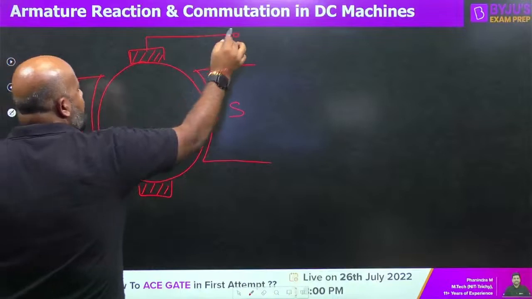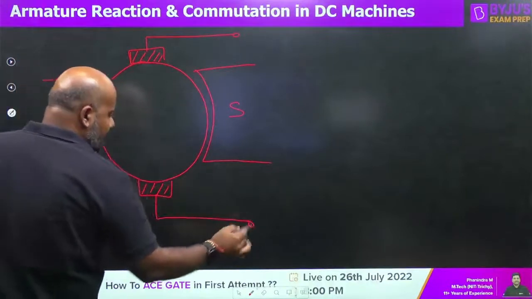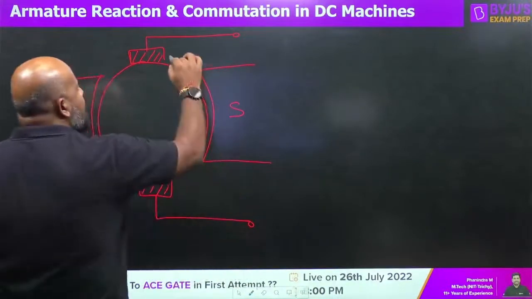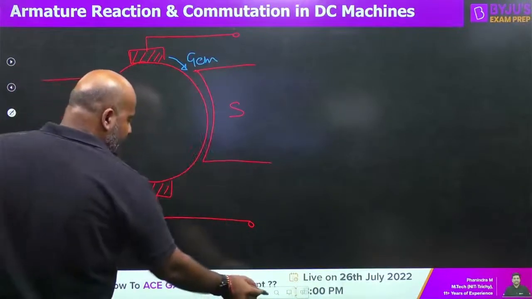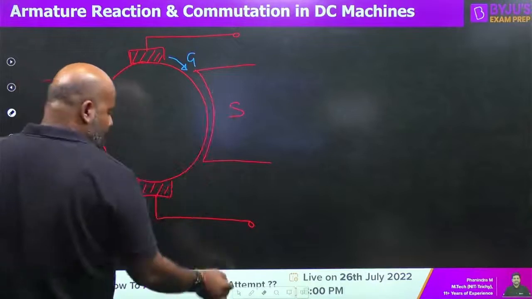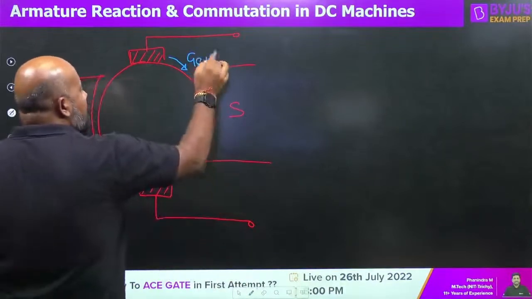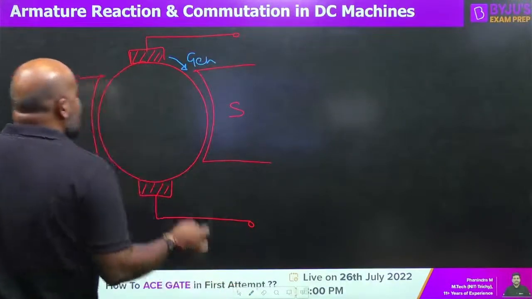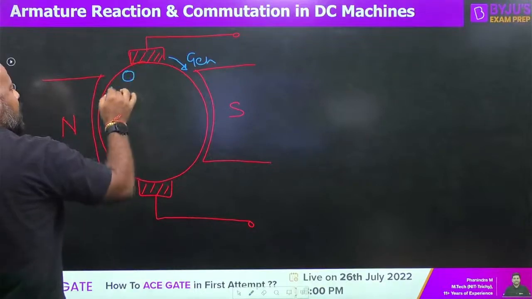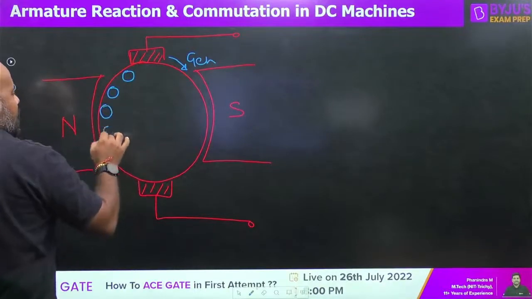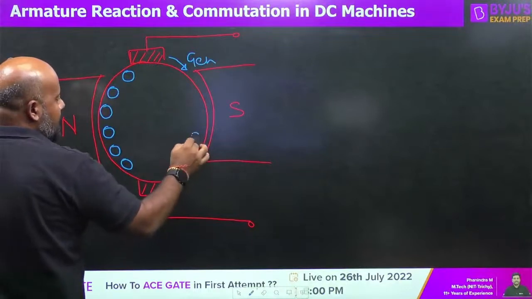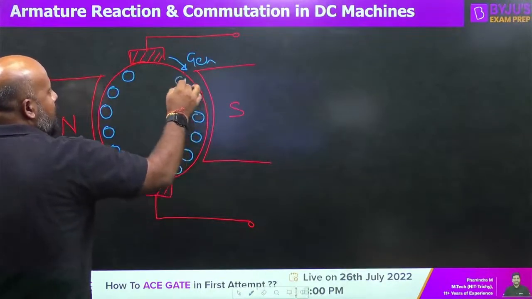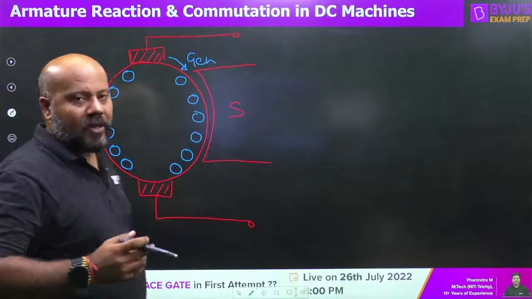These are the external terminals. And suppose for the generator, the direction of rotation is like this. These are, suppose, armature conductors placed in the slots in the armature. These are the armature conductors. I hope you must be aware of this. Suppose we are talking about the generator.